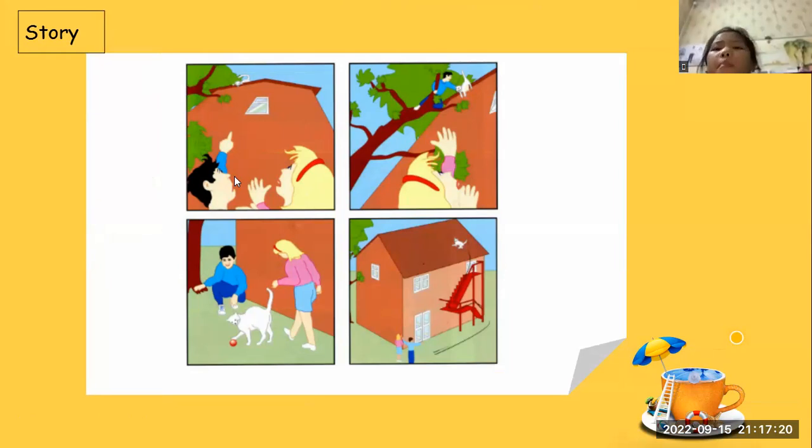The man and the girl see the white cat on the roof. Then the man climbed up the tree and helped the cat. And the man and the girl play with the cat. And then the cat goes to the balcony and up the roof. Finish.